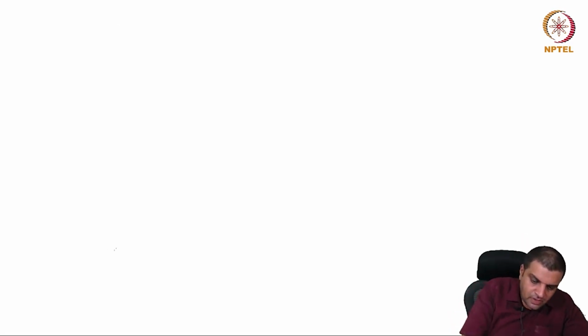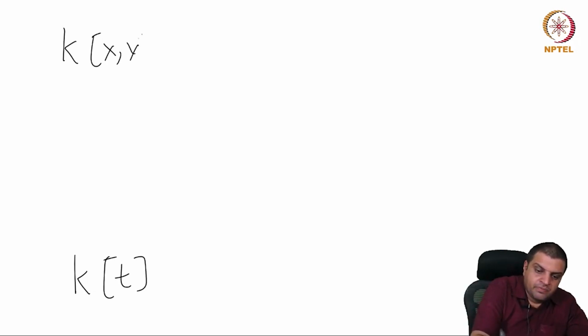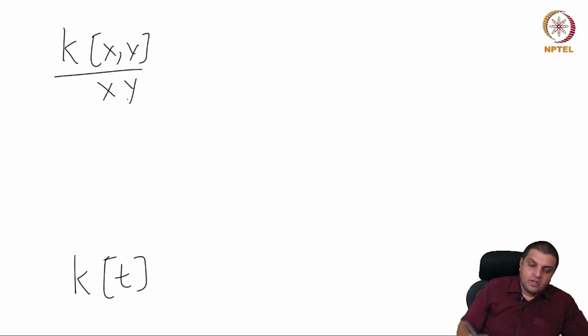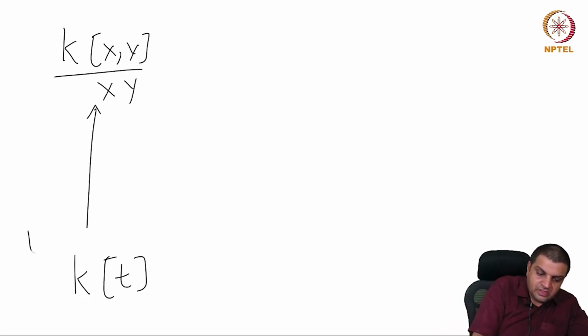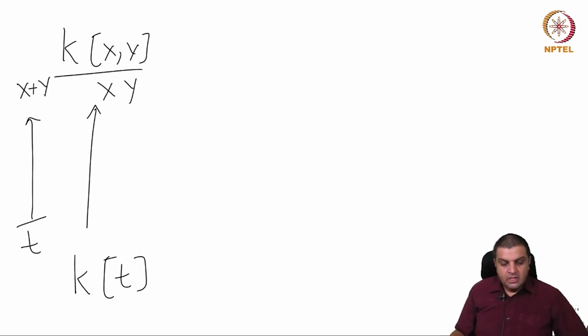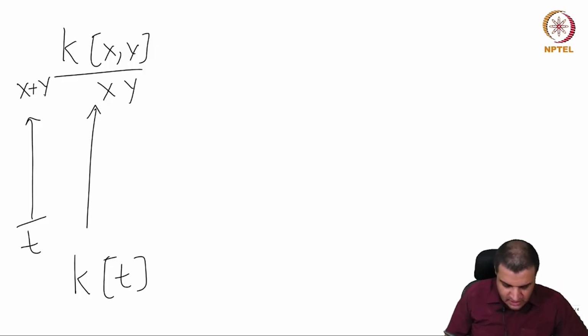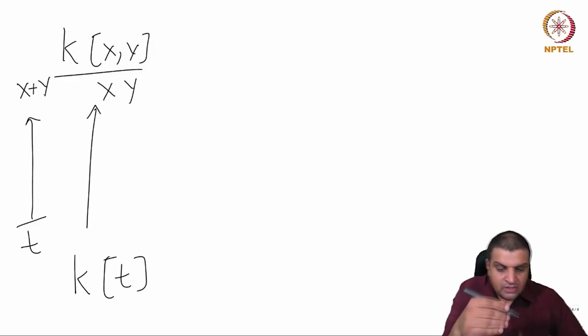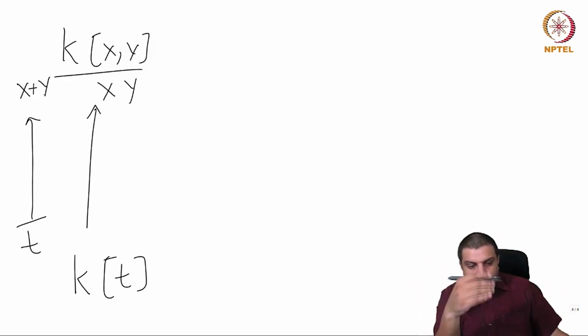Now let's look at another example. Let's modify this in a slightly different fashion. So now we consider a different variable t, and here is just k[x,y] mod xy, and this map is now t goes to x plus y. So in other words, when we say t goes to some value alpha, we are setting x plus y to some value alpha. Okay. So that would be an entire line.